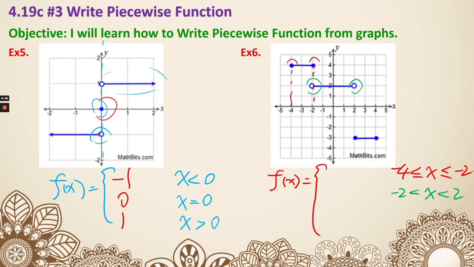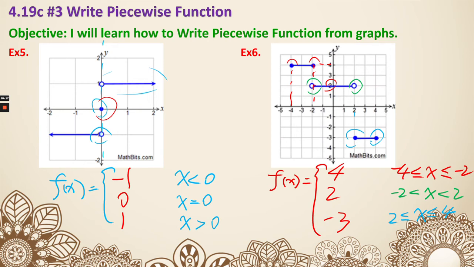And the last one is right here at 2, is less than or equal to x, which is less than or equal to 4, because these are both solid points. These functions are flat lines again, so I'm going to treat them as constant functions. Top is at 4, the middle one is at 2, and the lowest one is at -3. That is my piecewise function for example 6.